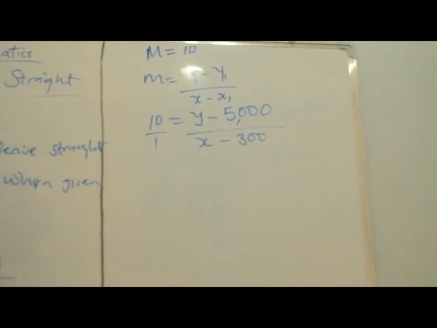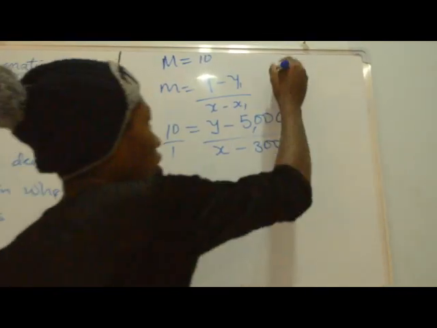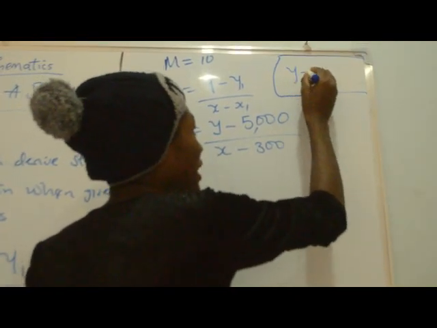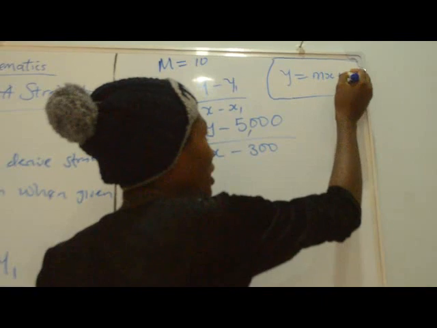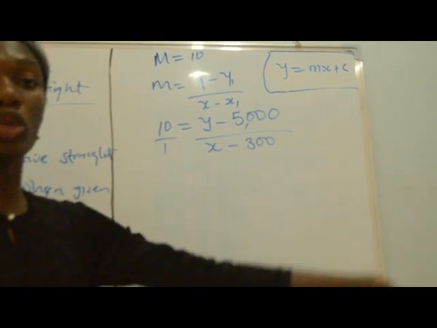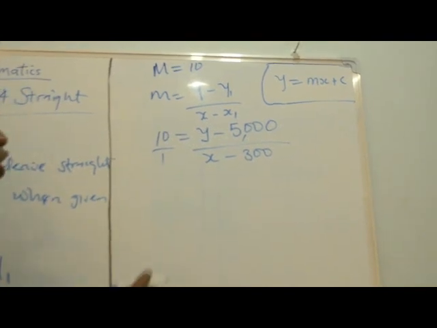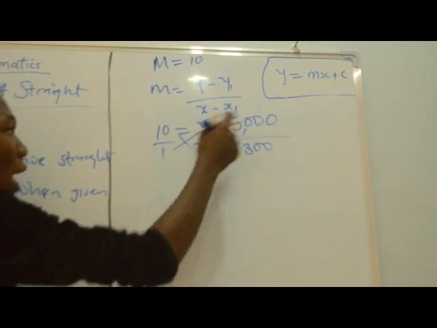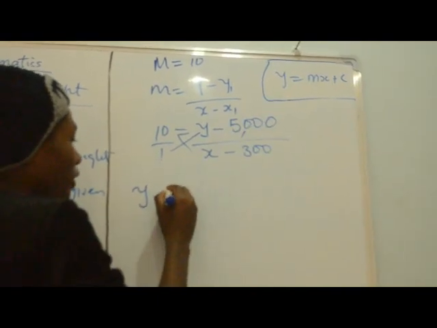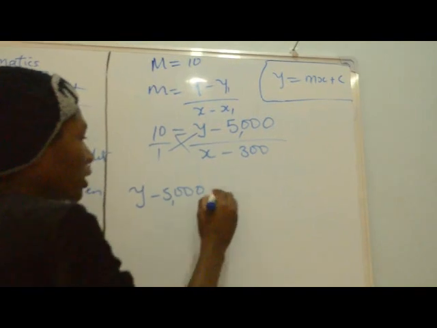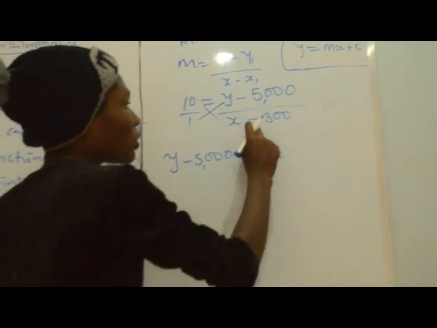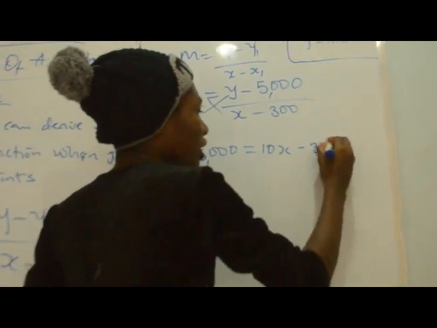Now we'll be cross multiplying, and because of the format, if you watch the video on gradient, I gave a format that y is equal to mx plus c. So that means y will be coming first, then our x will go behind, and our constant. So in this cross multiplication, y will come first. 1 times y is y. 1 times that will give us minus 5,000, is equal to, now 10 times this is 10x. 10 times minus 300 is minus 3,000.